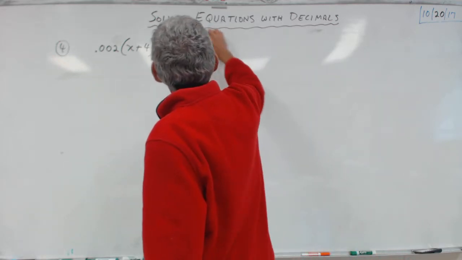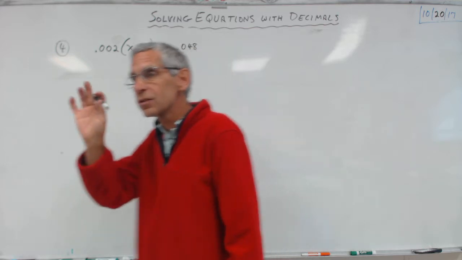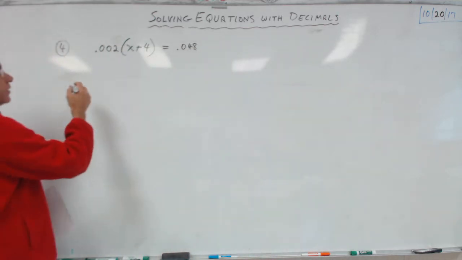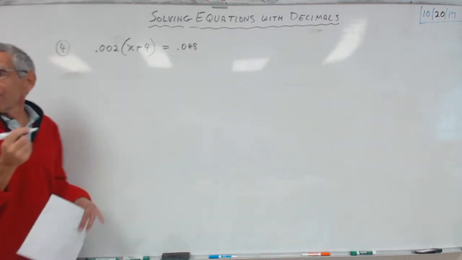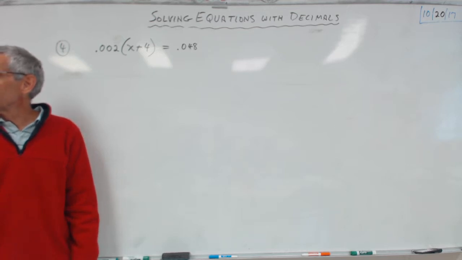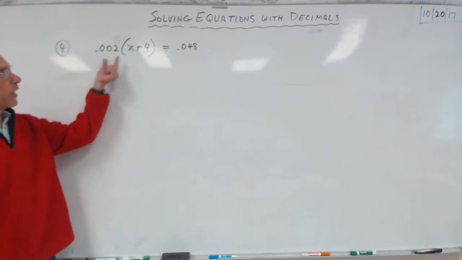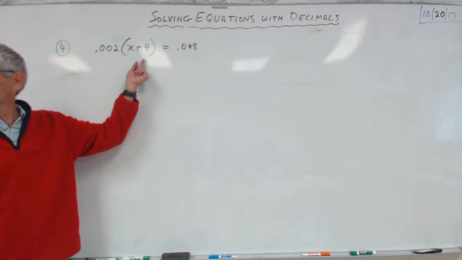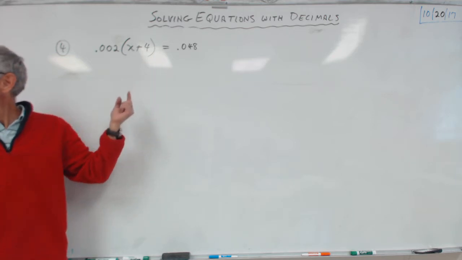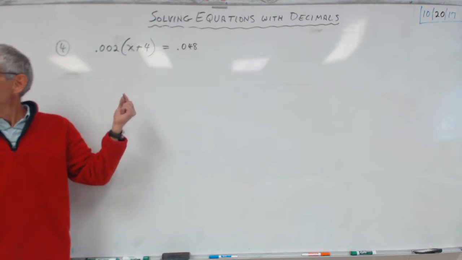But it's a good idea. So let's start with Jan's idea. Jan said, let's multiply everything times 1,000. Okay. Now the question I have is, do I have to multiply this times 1,000 too? No, just the two numbers. Whenever you do it to one side, you got to do it to the other.